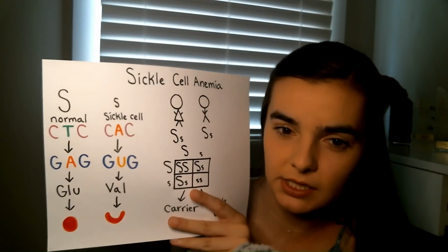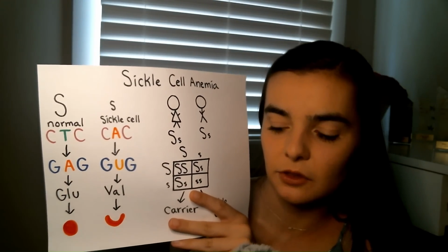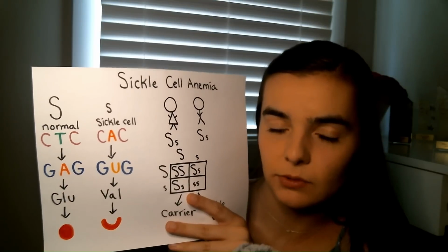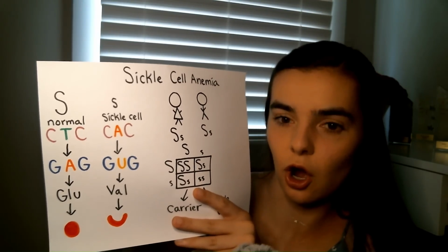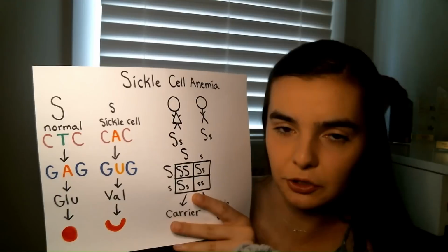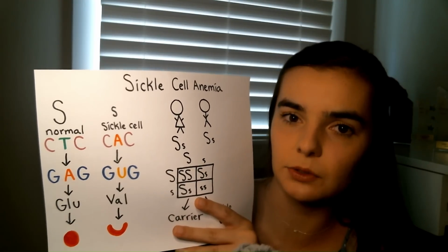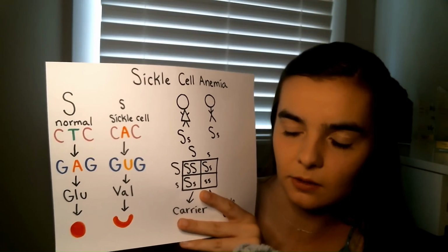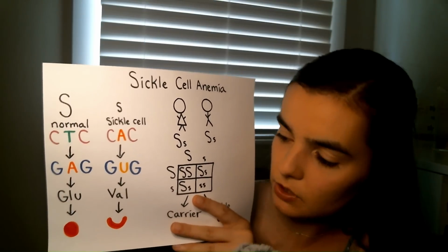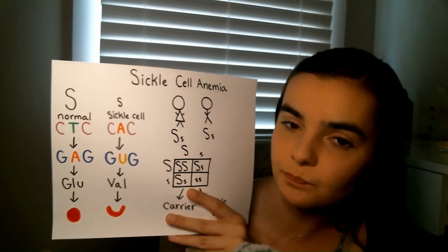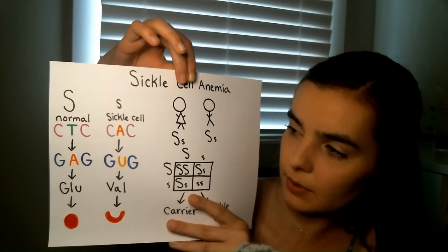And basically what causes your symptoms is that those sickle-shaped red blood cells can get caught together and get caught in your blood vessels, and then that leads to pain and all sorts of symptoms. So that is sickle cell anemia.